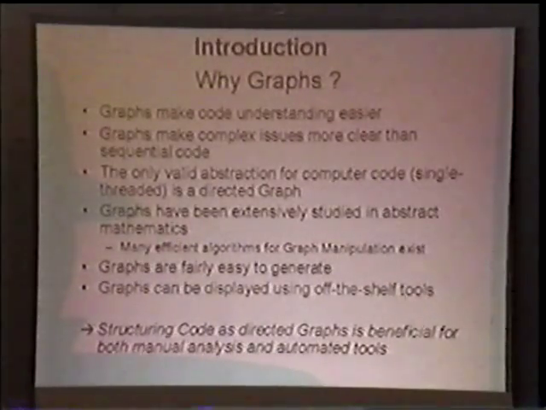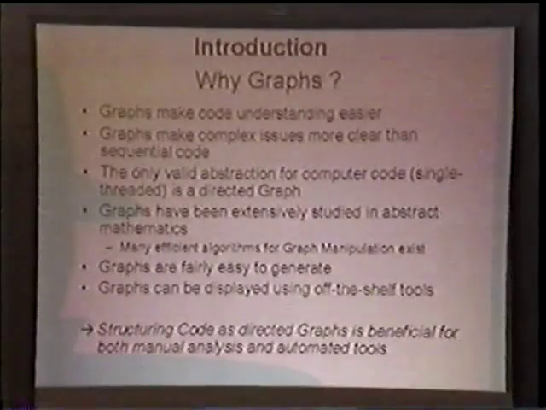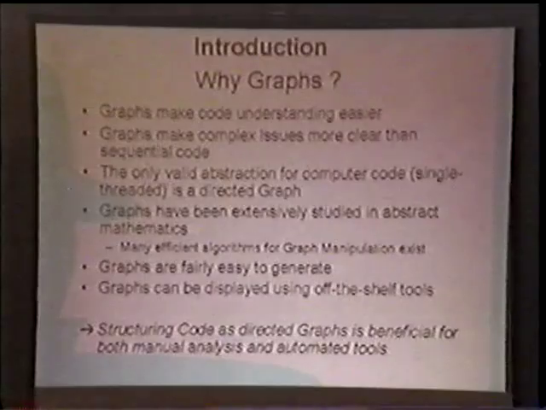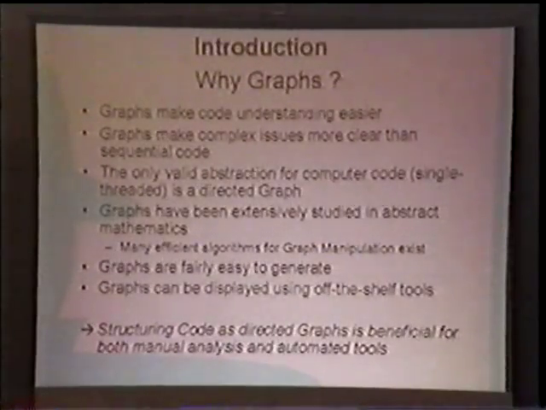The next good thing about graphs is they're pretty much the only valid abstraction for computer code. And as we want to analyze computer code automatically in some way, we need to abstract it first. So graphs are the underlying principle that goes into any kind of automated code analysis.